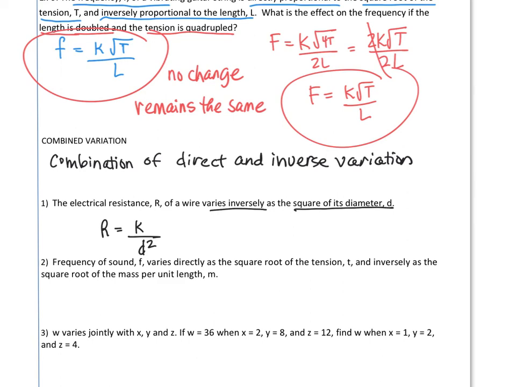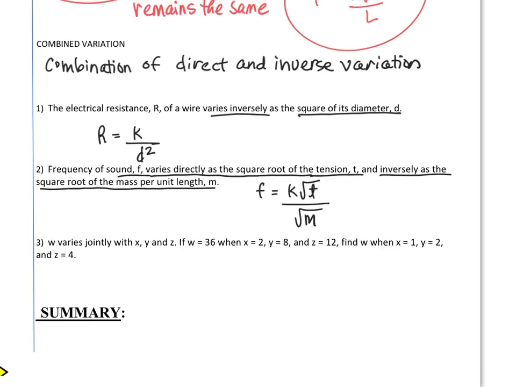All right. Number 2, frequency of sound, F, varies directly as the square root of the tension T, inversely as the square root of the mass. Wow, that one's kind of interesting. Okay, so F directly, so I need a K. Well, I need a K in all of them. Square root of the tension T, divided by the square root of the mass. Okay, number 3.